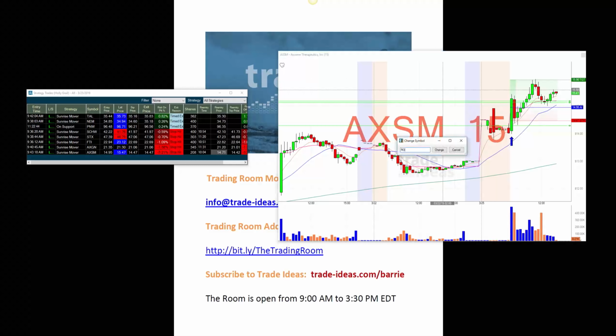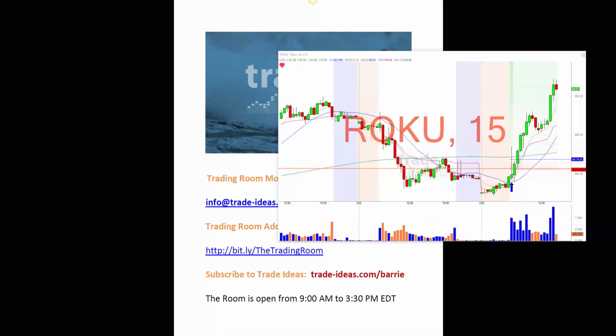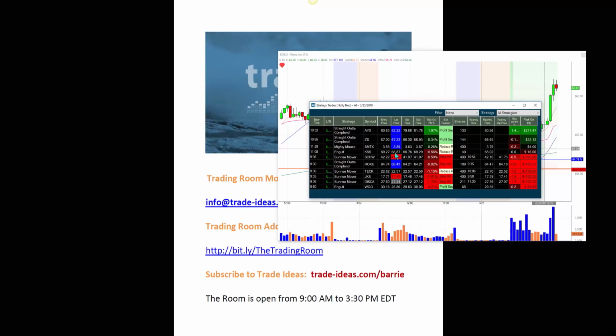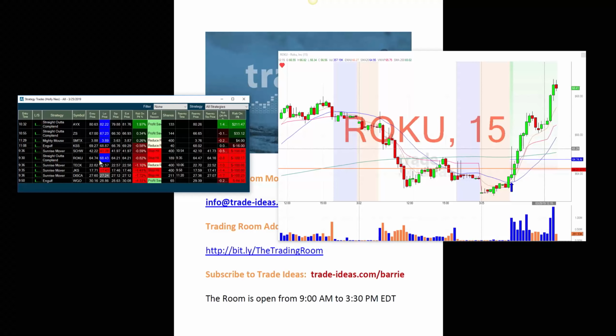Roku is another one though. Is this on this one? No, it's on another Holly. Let me just find it. So there's Roku. There was the entry, 64.74. It got stopped out again. It hit the stop price at 64.21.